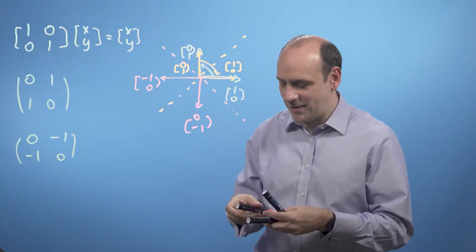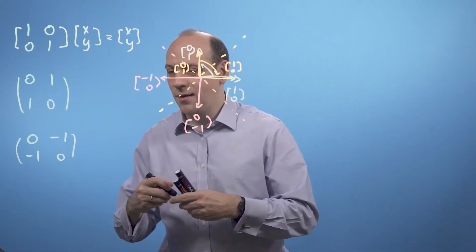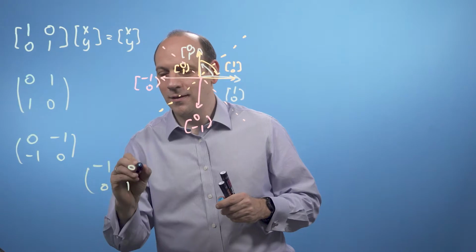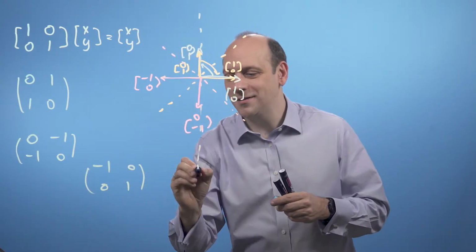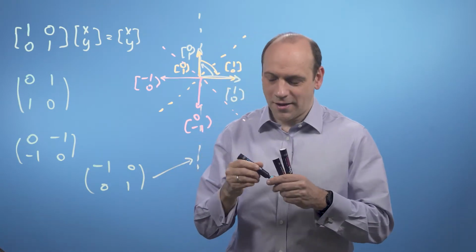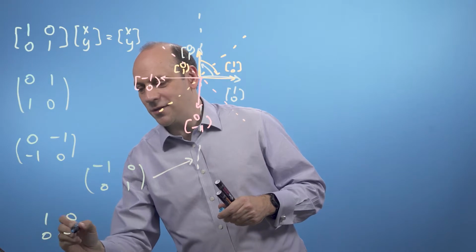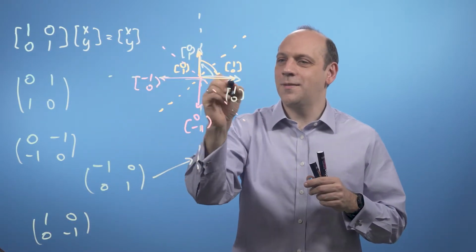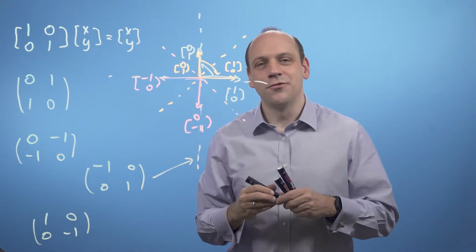And just for completeness, I can think of another two mirrors, and they would be -1, 0, 0, 1. And that flips the x-axis. That's like a vertical mirror. That's that guy. And I can have another one which would be 1, 0, 0, -1, and that flips the horizontal axis. That flips this guy down but leaves this guy unchanged. So those are all my mirrors.